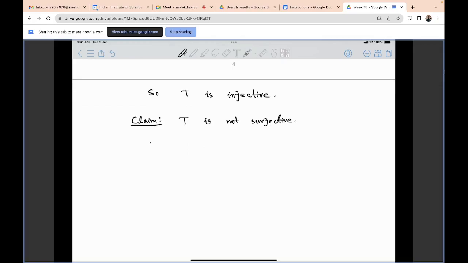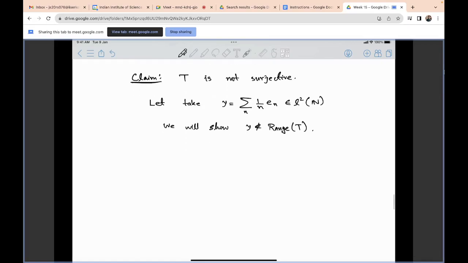So let's take y to be this vector, the summation over n of 1 by n times e_n. Note that this is in L2. If you take the L2 norm, meaning take the sum of squares, then this will be finite. Now we will show that y does not belong to the range of T. This implies that T is not surjective, right?